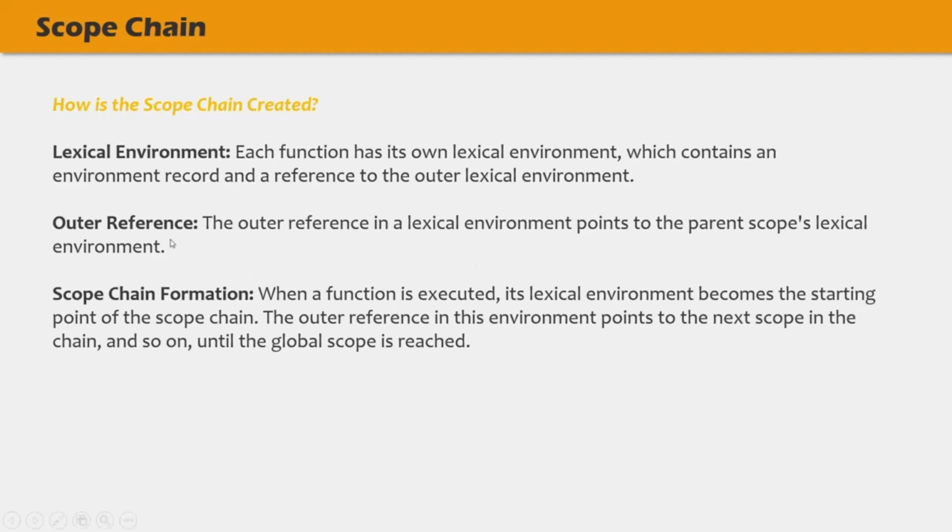So the outer reference in the lexical environment points to the parent scope's lexical environment. We have just seen that, right? And when a function is executed, its lexical environment becomes the starting point of the scope chain. The outer reference in this environment points to the next scope in the chain, and so on until the global scope is reached. So let's see how the scope chain will be created for the example which we just saw.